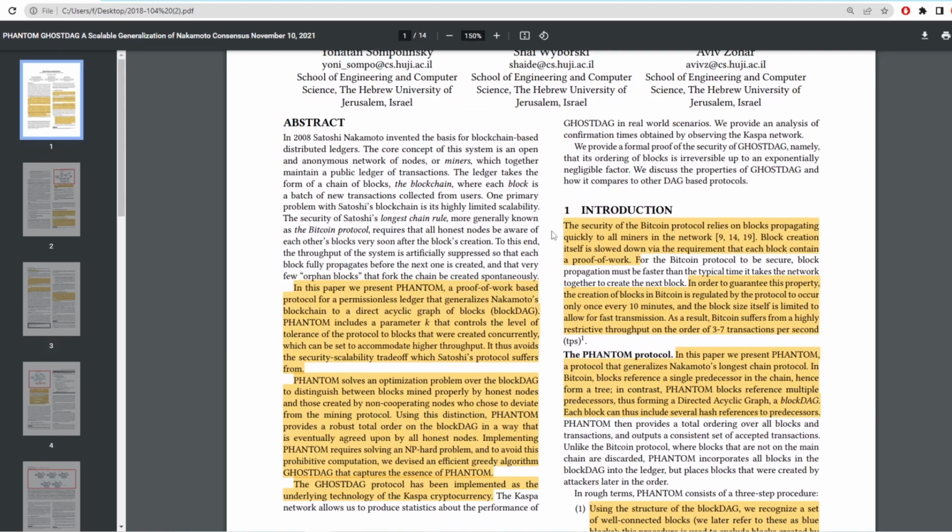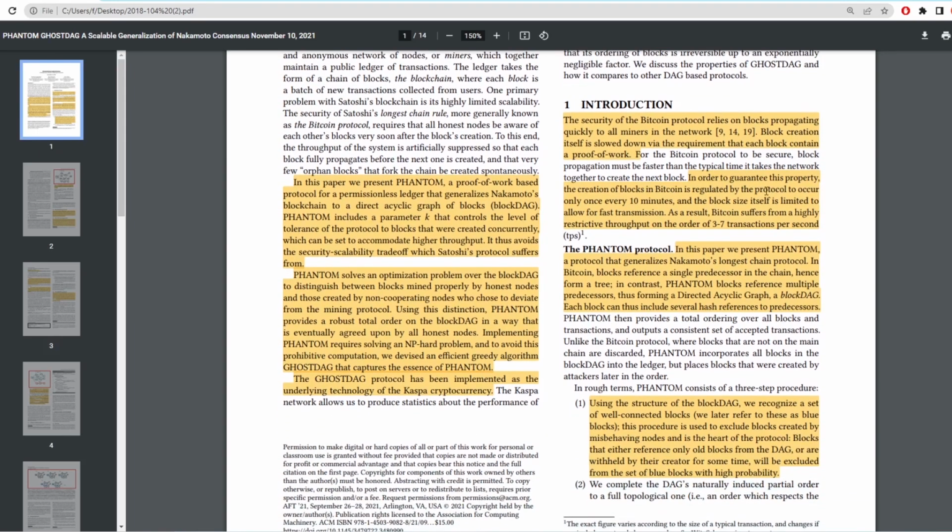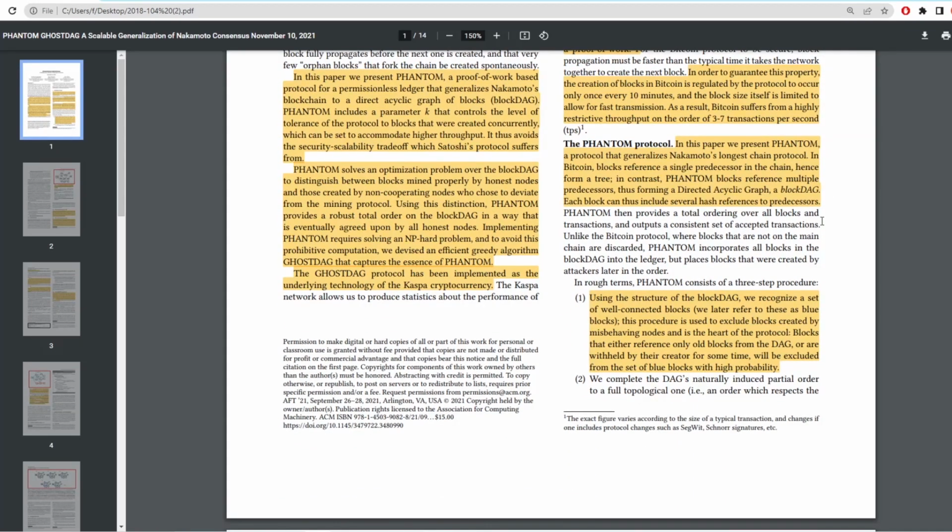Next bit highlighted talks about Bitcoin and explains the throughput of the network for comparison. The security of the Bitcoin protocol relies on the blocks propagating quickly to all miners in the network. Block creation itself is slowed down via the requirement that each block contains a proof of work. In order to guarantee this properly, the creation of blocks in Bitcoin is regulated by the protocol to occur once every 10 minutes, and the block size itself is limited to allow for fast transmission. As a result, Bitcoin suffers from a highly restricted throughput on the order of 3 to 7 transactions per second. So we know that Bitcoin suffers from this low transactions per second, so Kaspa coin and GhostDAG is trying to increase the transactions per second without sacrificing security or decentralization.